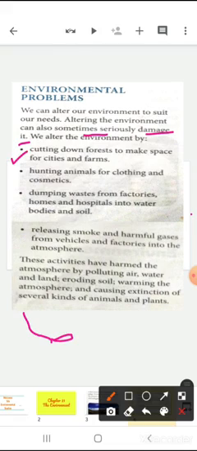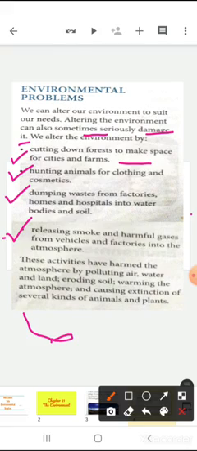So the first problem is cutting down of forest to make space for cities and farms. This is the main problem which the environment is facing nowadays. Hunting animals for clothing and cosmetics. We are hunting animals for making clothes from their skin, and animals are also used in making cosmetics. Then dumping waste from factories, homes and hospitals into water bodies and soil. Dumping waste from factories means harmful chemicals coming out from factories, or waste from homes and hospitals, dumped into water or soil.